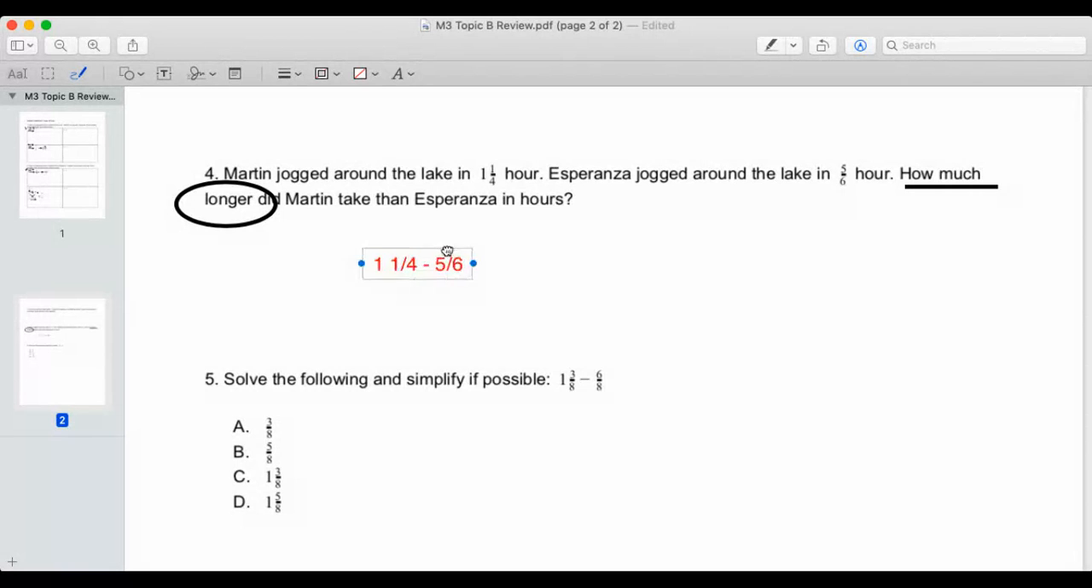Now, step 2, since this is a subtraction problem and there is a mixed number, is to take that first fraction, 1 1/4, and turn it into a fraction greater than 1 so that I can subtract with it and use my cross multiplying technique. 1 1/4 is the same as 5/4. And now that I know that, I'm going to reset up my problem as 5/4 minus 5/6.